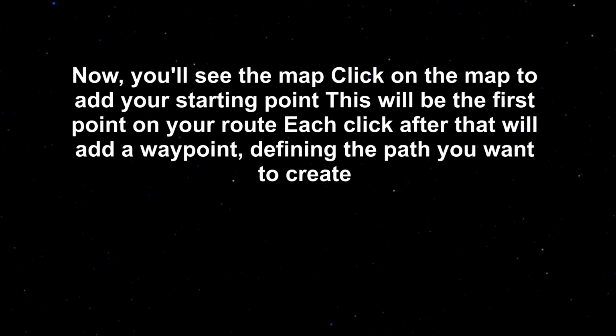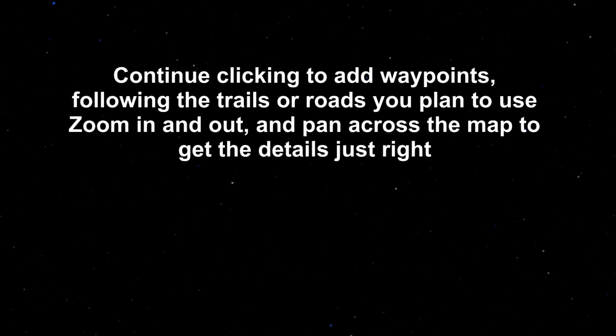Now, you'll see the map. Click on the map to add your starting point. This will be the first point on your route. Each click after that will add a waypoint, defining the path you want to create. Continue clicking to add waypoints, following the trails or roads you plan to use. Zoom in and out, and pan across the map to get the details just right.